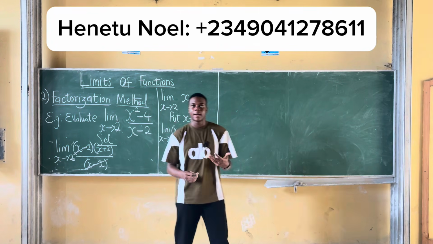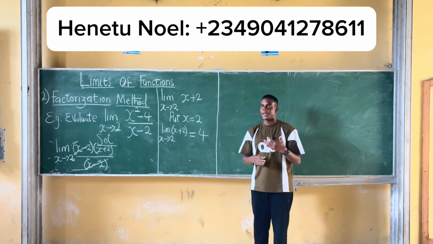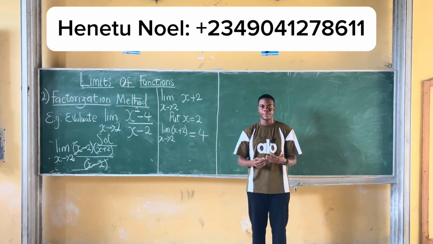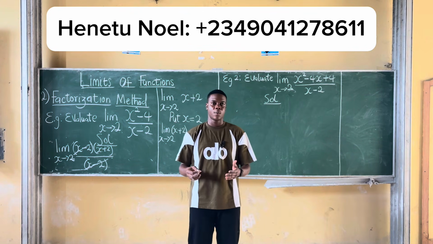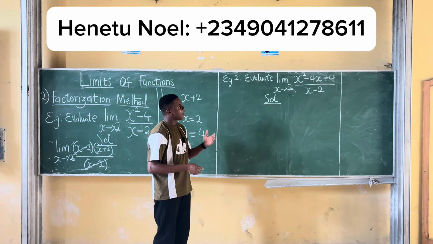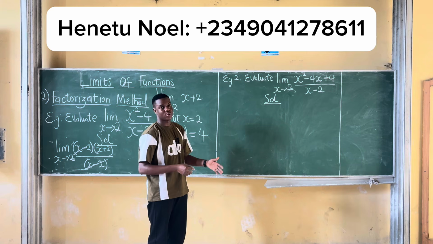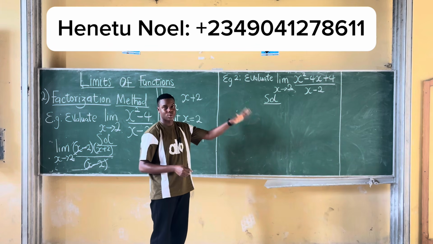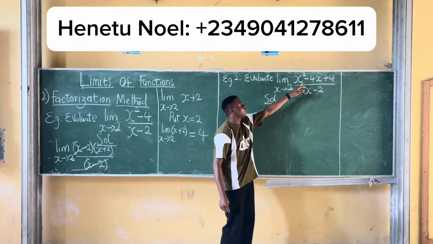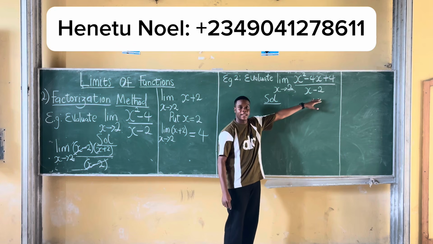Okay, so we have to take another example quickly on something similar, then we can use that to show further how we can use the factorization method. All right, here we have our second example. We ask to evaluate the limit of x squared minus 4x plus 4 over x minus 2 as x tends to 2. Now to evaluate this, you can see at the numerator, we still have a quadratic function, while the denominator we have a linear function.